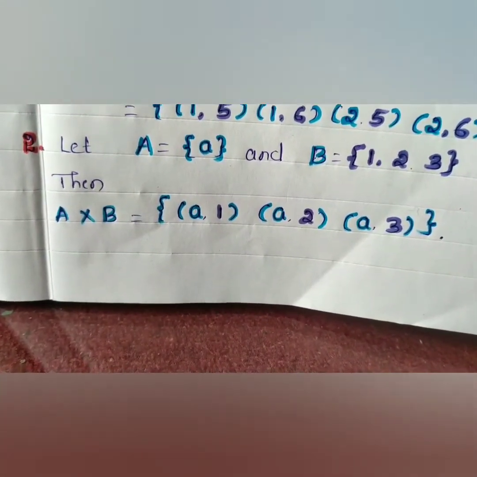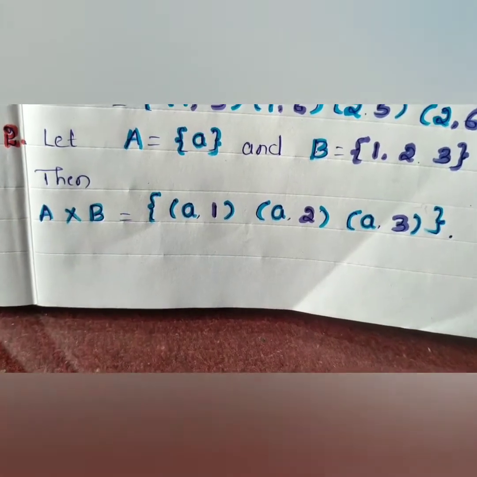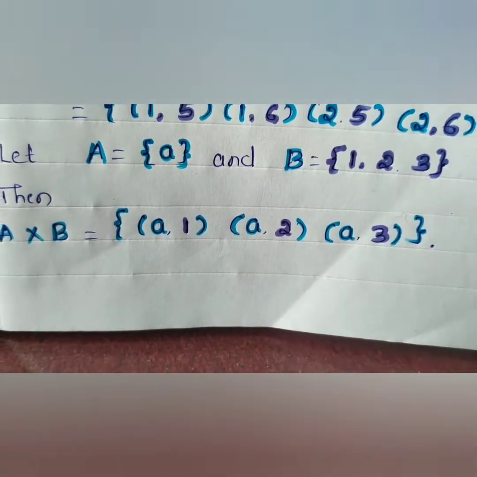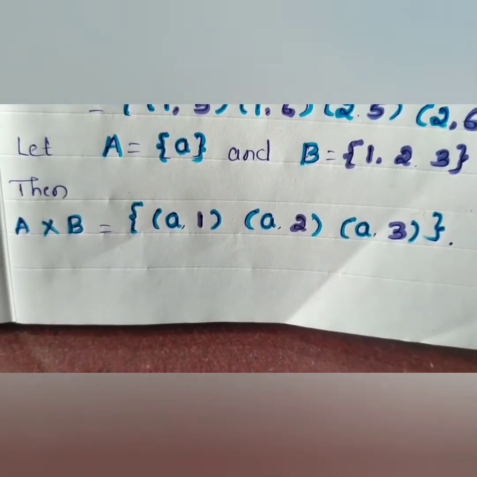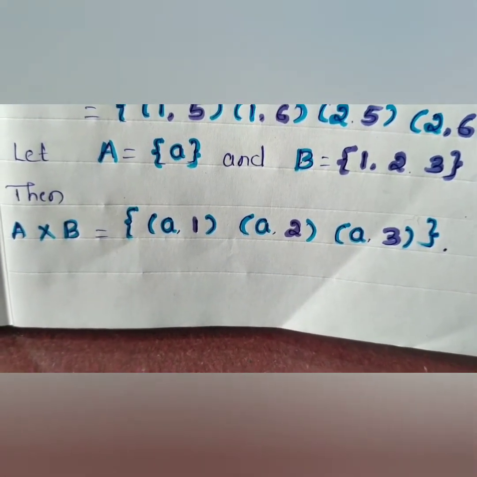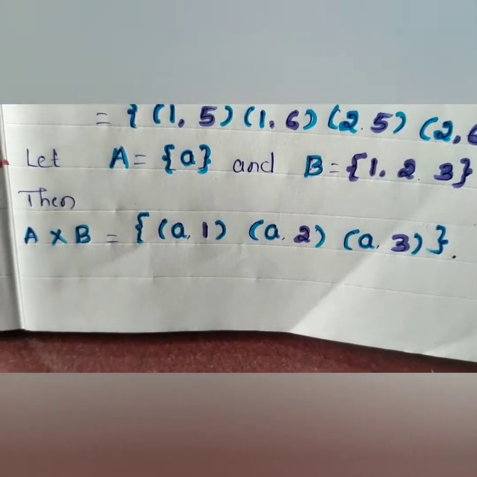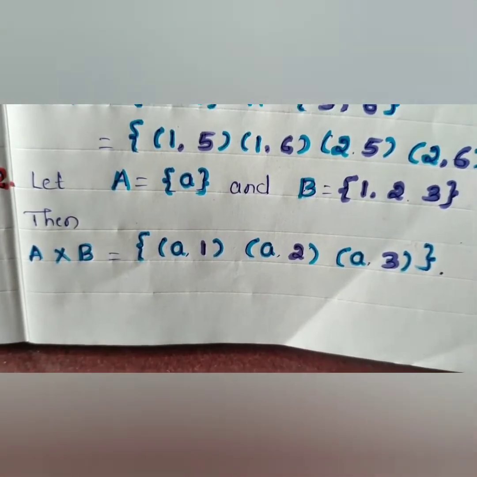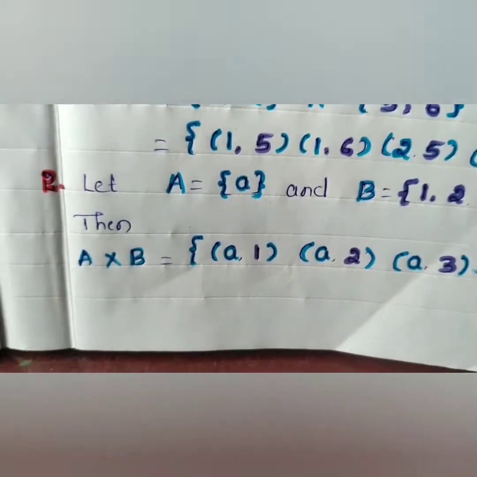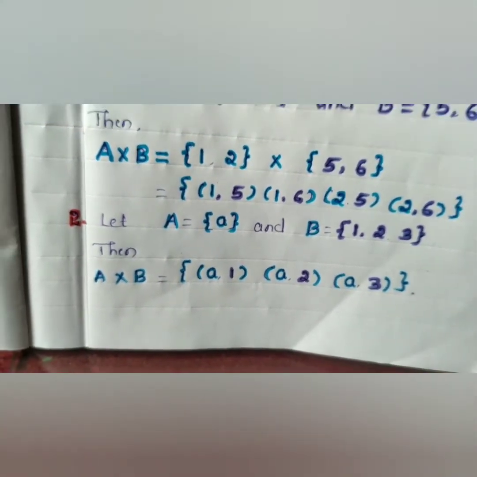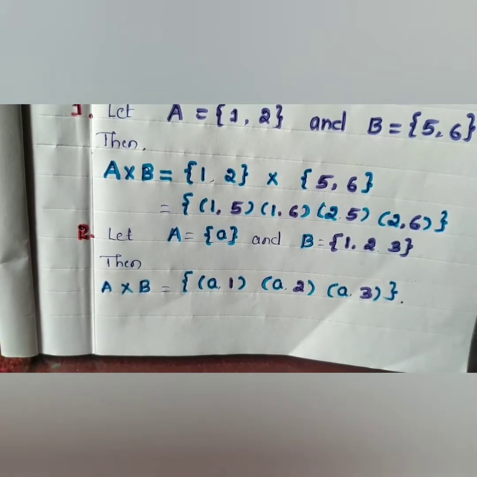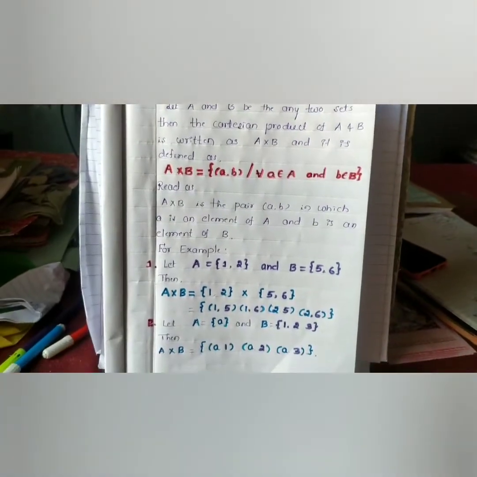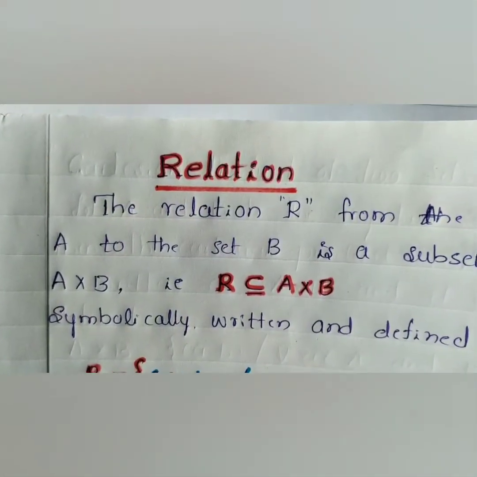Next, consider one more example. The set A consists of the single element a, the set B consists of the 3 elements 1, 2, 3. Then what happens to A cross B? There is one element in A, there are 3 elements in B, that is 1 into 3 is 3 pairs. Those 3 pairs are namely (a, 1), (a, 2), (a, 3). That is, A cross B is {(a, 1), (a, 2), (a, 3)}. This is the detailed explanation with definition of the Cartesian product of two sets.